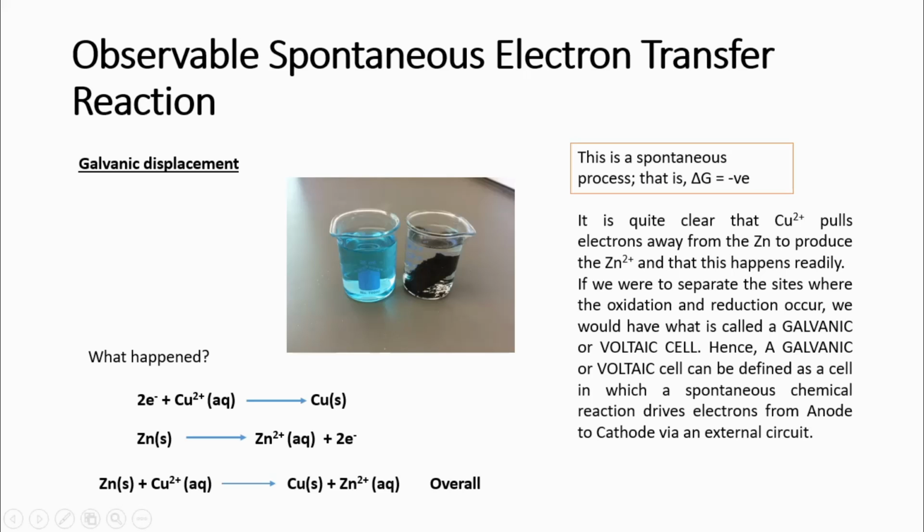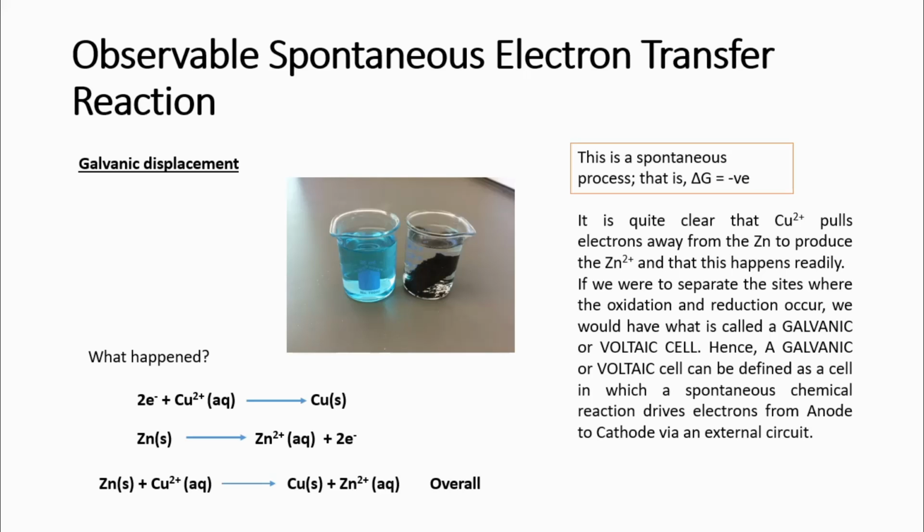What is interesting about this reaction also is that it is spontaneous. Once you immerse the zinc metal into the copper sulfate solution, you will have a reaction. This reaction is called galvanic displacement. And this brings us to the fact that we have two types of electrochemical cells. You have the galvanic cell, which is also called the voltaic cell, and we have the electrolytic cell.